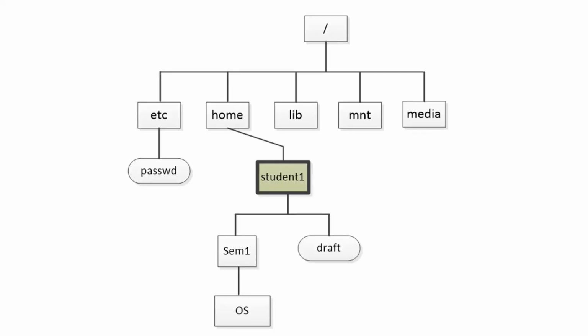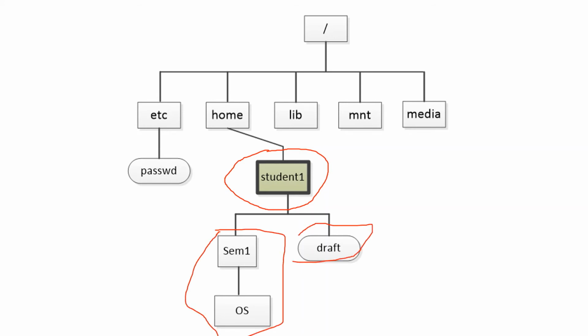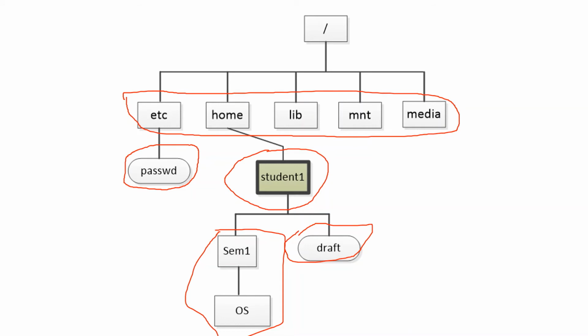Okay, by using this example of directory structure, we are going to learn what is absolute and relative path. Okay, so in this directory structure, we only consider there is one user, which is student1, who created some directories and also a file. And we will also consider we have one file in the etc folder, and we have 5 directories under root.